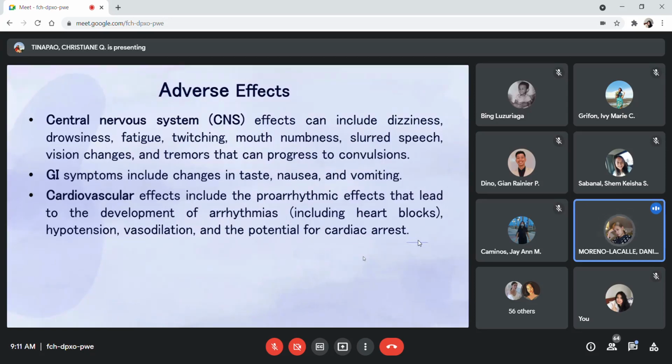Okay, so we have here central nervous system effects and GI tract symptoms, and then the cardiovascular effects include the pro-arrhythmic effects. This leads to the development of arrhythmias. These drugs are also indicated in the treatment of potentially life-threatening ventricular arrhythmias and should not be used to treat other arrhythmias because of the risk of pro-arrhythmic effects. Next slide, please.